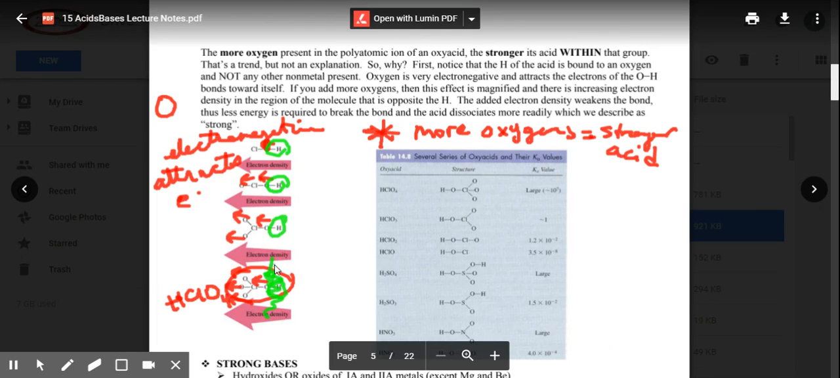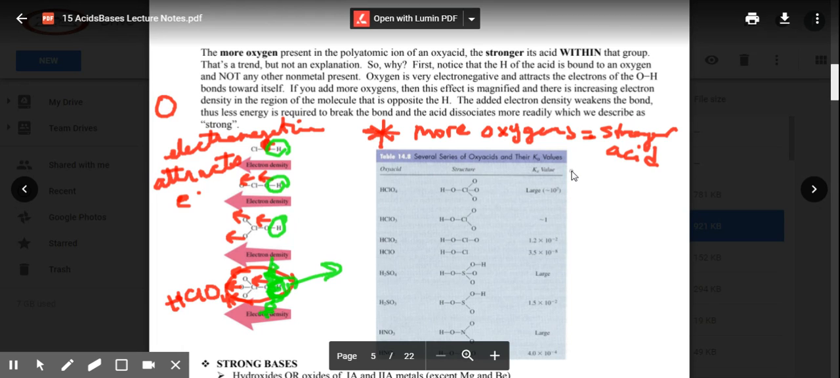And when this rope snaps in half, guess what? This little hydrogen is going to pop off. And what is the definition of an acid? An acid is defined as a proton, an H+, being given off, being donated. So as you're adding oxygens, you're increasing the probability that this will happen, and that's why adding more oxygens makes a stronger acid.